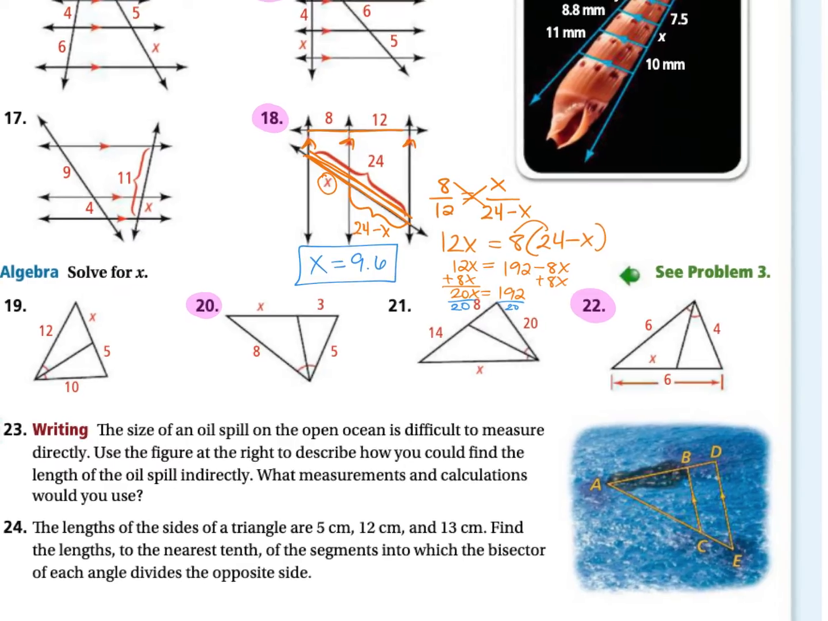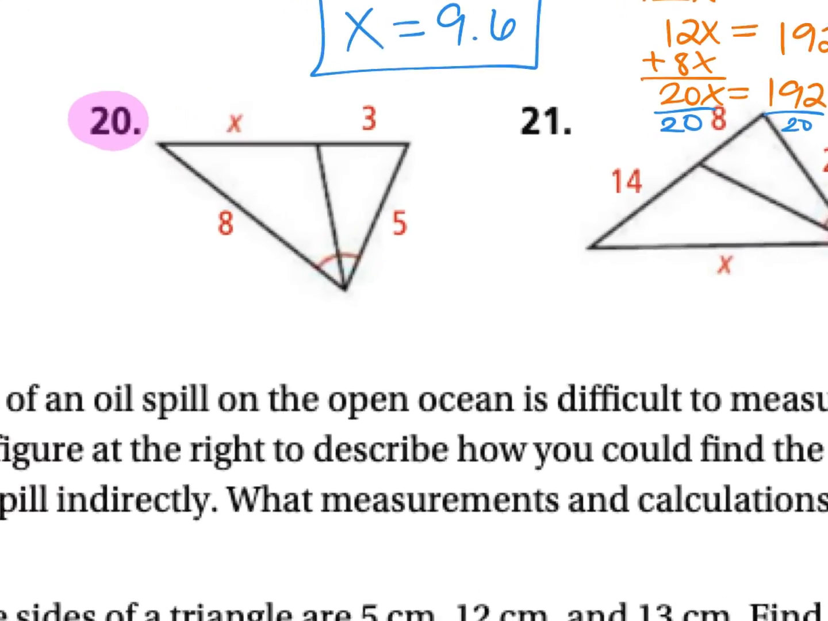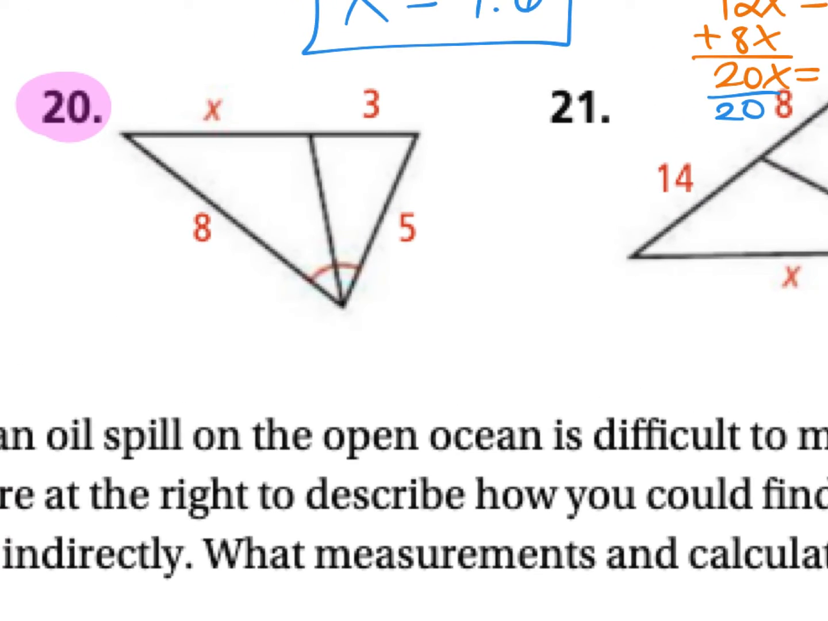Okay, number 20 here. This is the angle bisector one. With this one, you set it up so that the two that are on the same line are the two that go over top of each other. So if we're going to go x over 3, you could do 3 over x, but then you have to flip your next ratio. If I go x over 3, then I have to go 8 over 5. And cross multiply that. So 5x equals 24, and then 24 divided by 5 is 4.8.